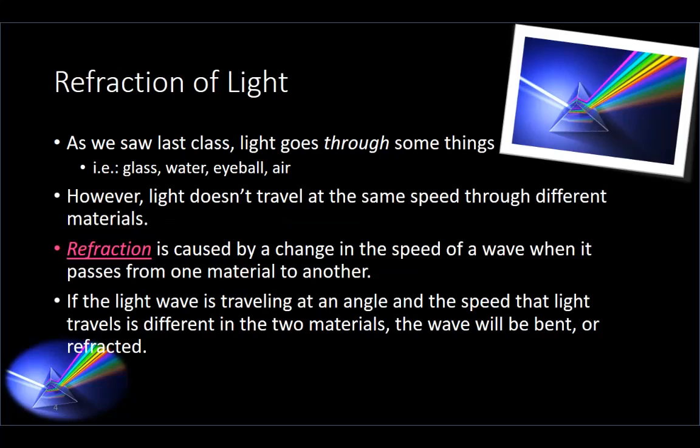As we saw last class, light goes through some things: glass, water, eyeballs, air. However, light does not travel at the same speed through different materials. Refraction is caused by a change in the speed of a wave when it passes from one material to another.